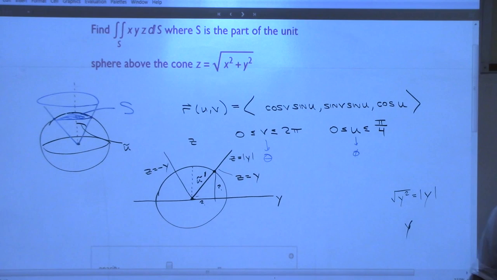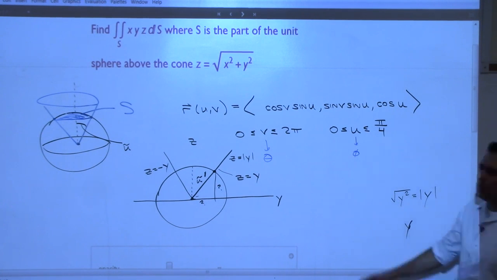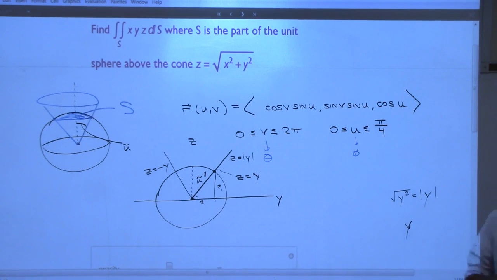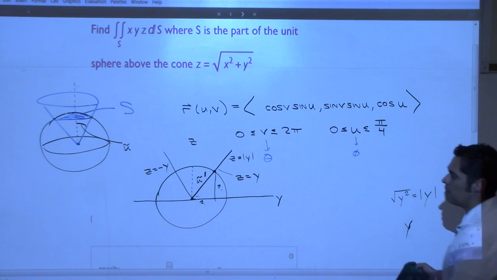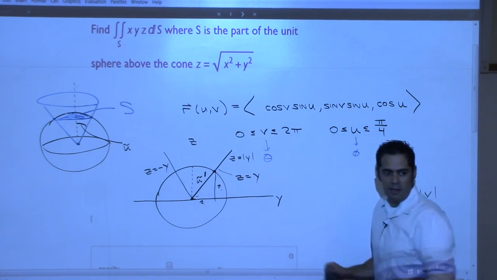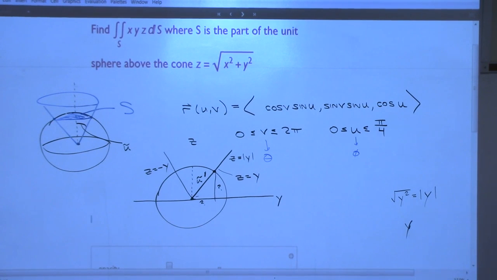Do you understand? Had they given you a different cone equation, you would have to go through the same process and try to figure out what that angle was. And it may not be so easy. You might actually have to determine, using trig, sine, cosine, arctangent, maybe, to get an angle.